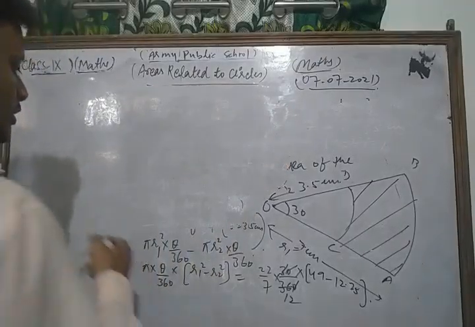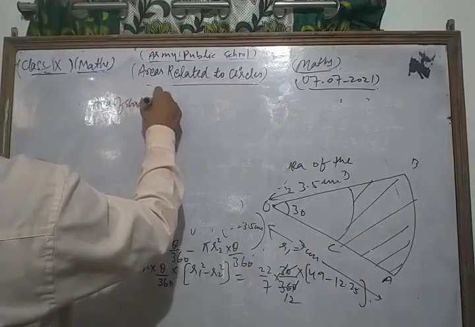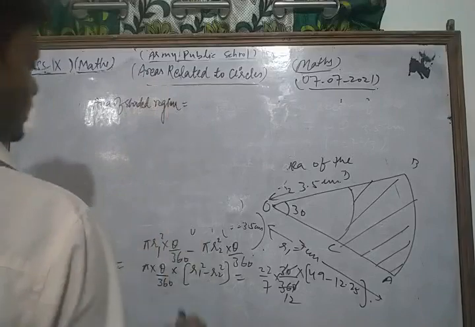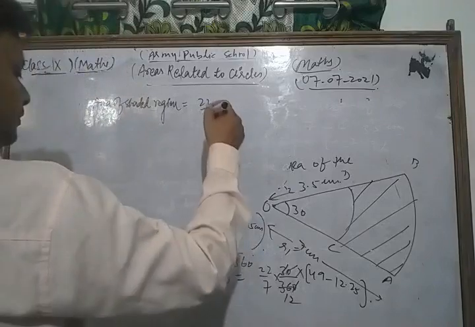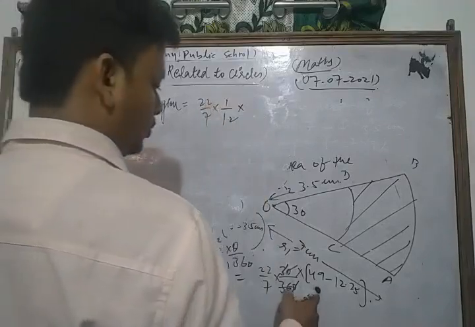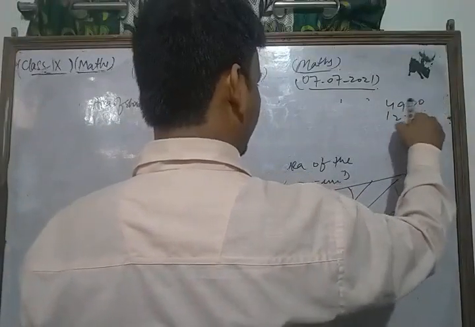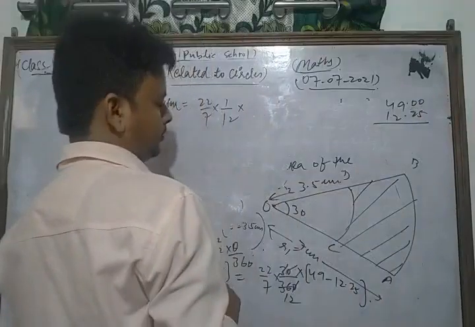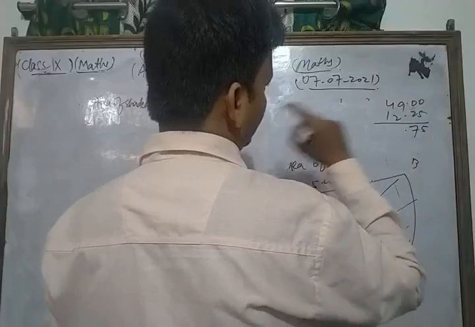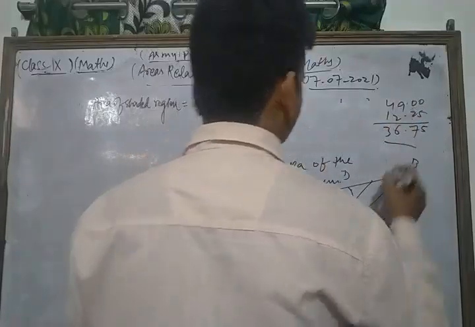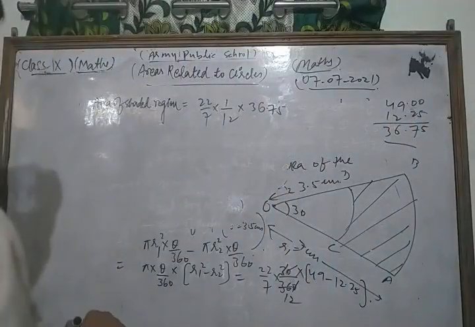Now the area of the shaded region is equal to 22 upon 7 into 1 upon 12 into 49.0 minus 12.25. We get 36.75.